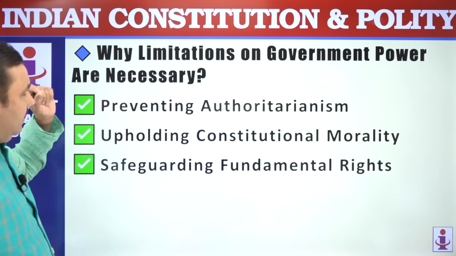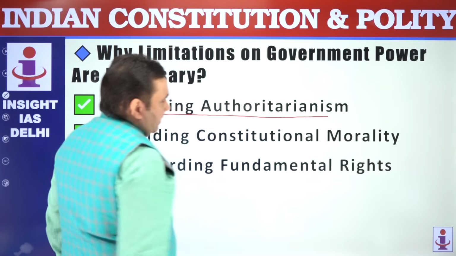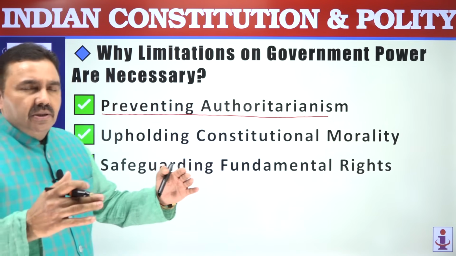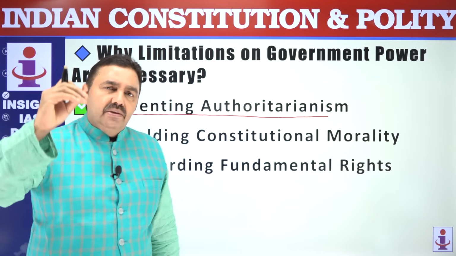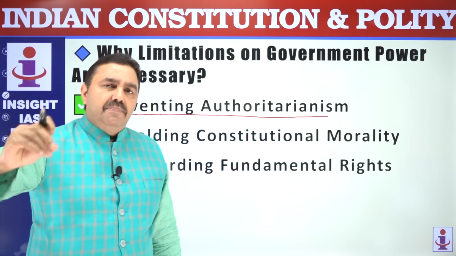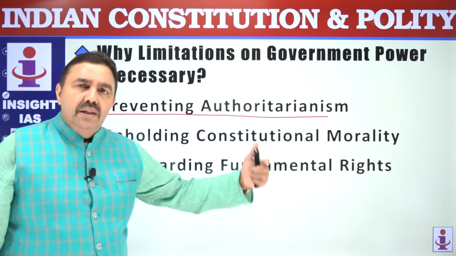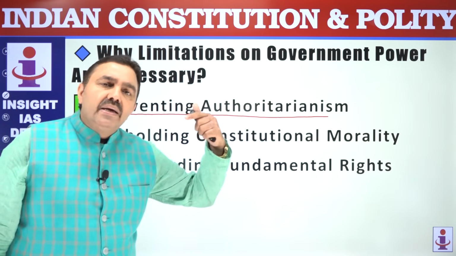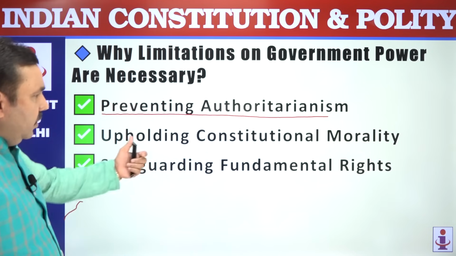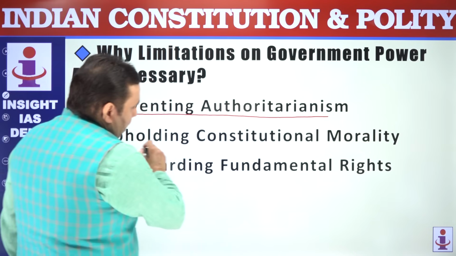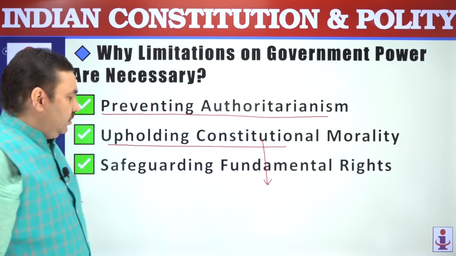Why are limitations of the government's powers necessary? Because it is necessary to prevent authoritarianism. If there is no accountability, there will be dictatorship. Dictatorship means no accountability to anybody. The will of the head of the state becomes a law. That cannot happen in a democracy, because in a democracy, law is the expression of common will. Law is the desire or the interest or the demand of the common people. Without upholding constitutional morality, constitutional norms and values, there can be no democracy.